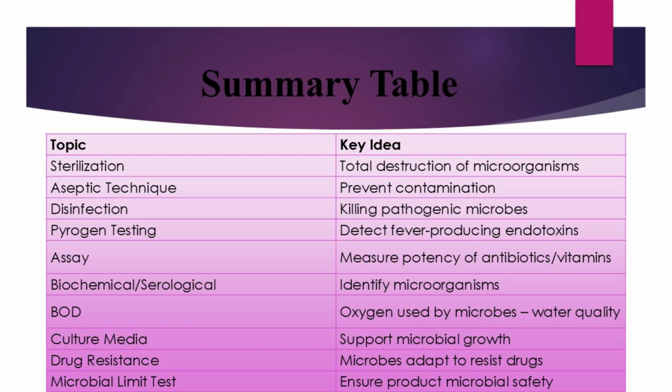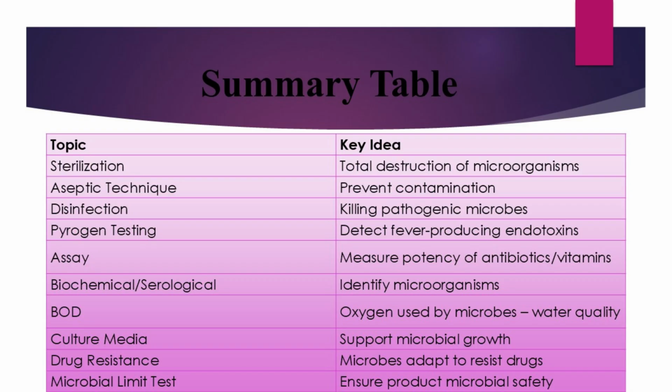Reading the slide titled Summary Table. The table columns are Topic, Key Idea. Row 1. Topic, Sterilization. Key idea, total destruction of microorganisms. Row 2. Topic, Aseptic technique. Key idea, prevent contamination. Row 3. Topic, Disinfection. Key idea, killing pathogenic microbes. Row 4. Topic, Pyrogen testing. Key idea, detect fever-producing endotoxins.